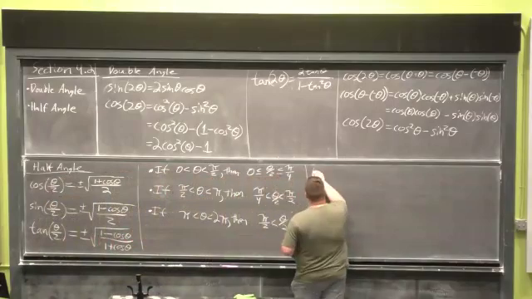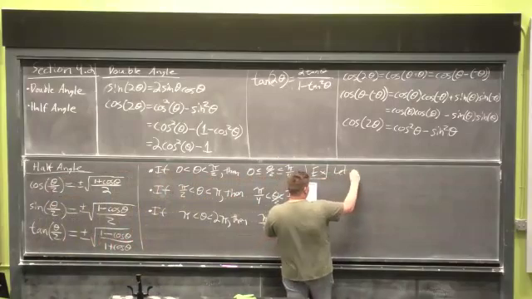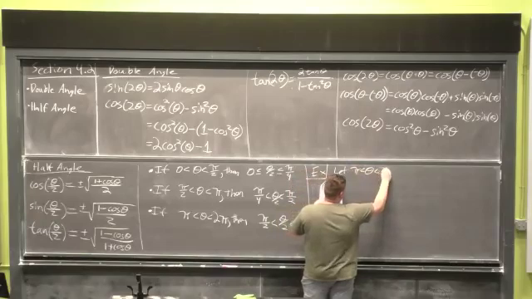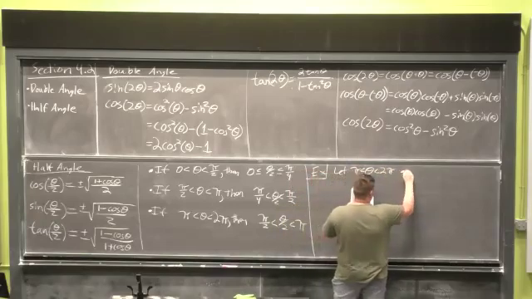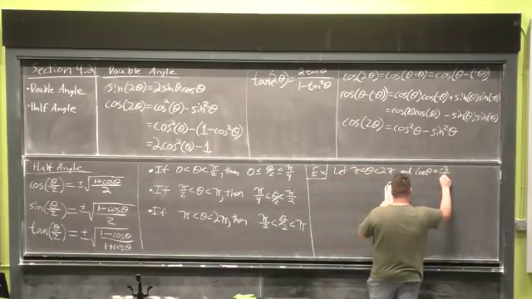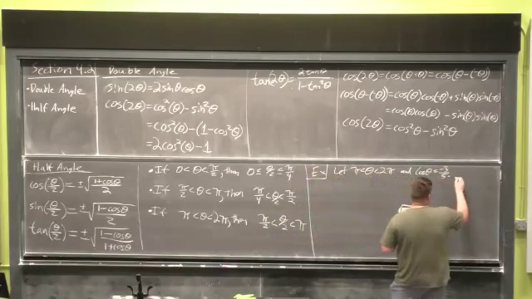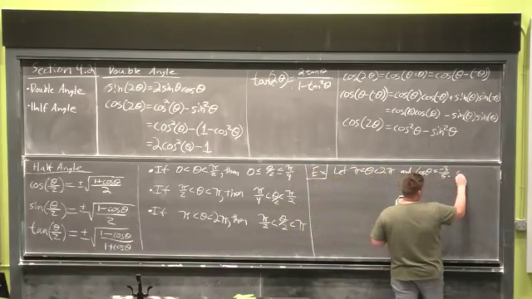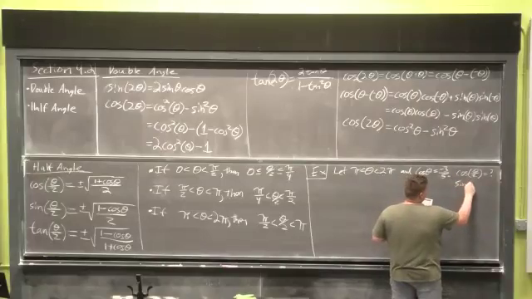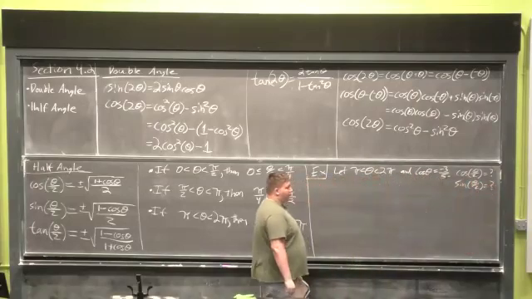So let's see an example now. Let theta be between pi and 2 pi, and cosine of theta is equal to negative 3/5. And we want to find what the half angles are of sine and cosine. So we want to find cosine of theta over 2 and sine of theta over 2.